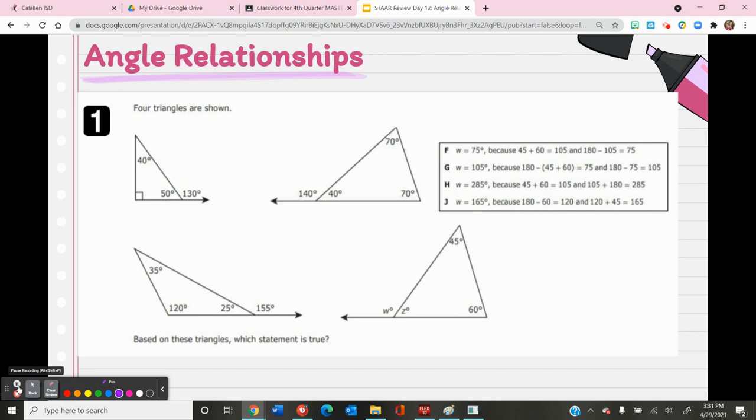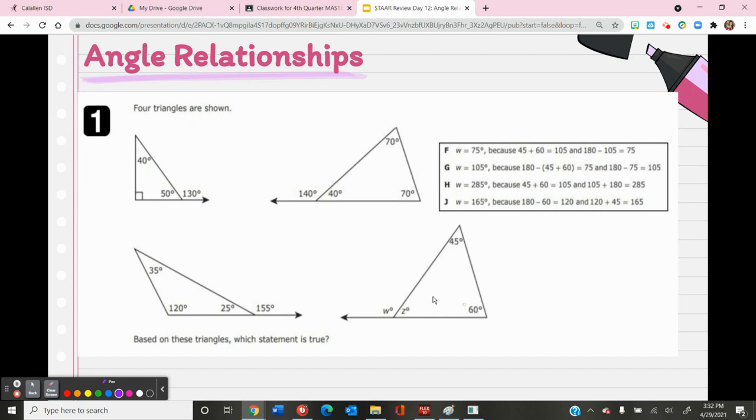So it says 4 triangles are shown. Based on these triangles, which statement is true? So here, if you notice on this triangle, I have 90 plus 40 plus 50, and this equals 180 inside. If you look here, I have 50 plus 130, which equals 180. So here I know my straight lines add up to equal 180, and all angles on the inside of my triangle add up to be 180. And it's going to be the same for all 3 of these triangles.